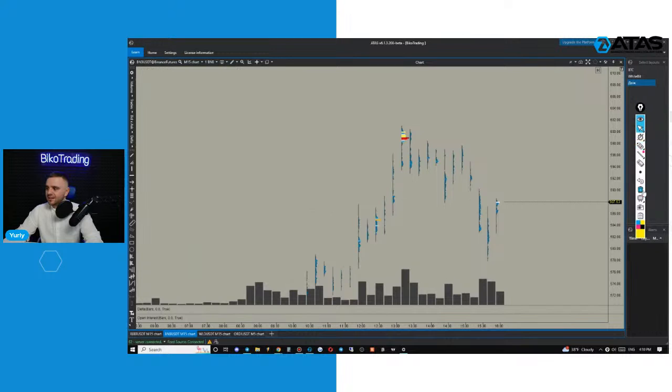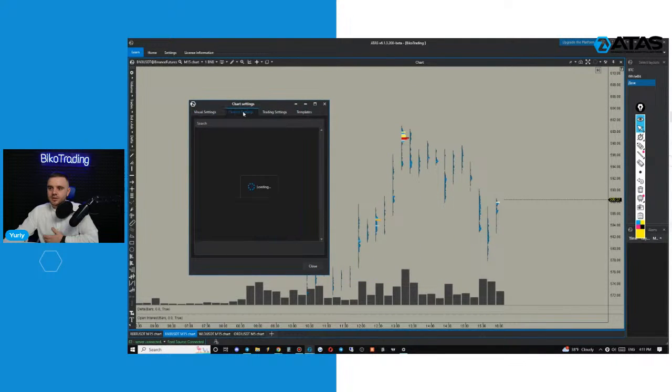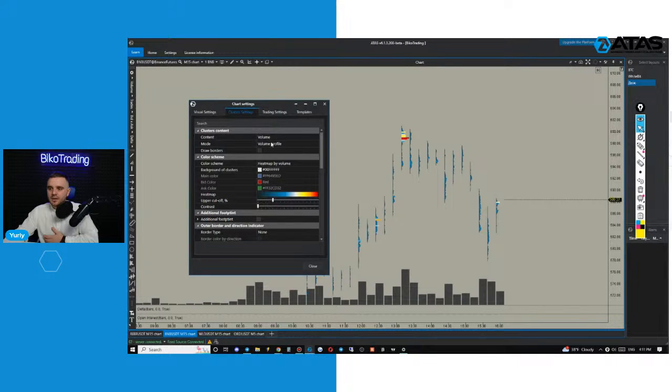When you open bid ask, it shows you what exactly people do with market orders. Why is it super important? Because market orders can show you the aggression of a market. Let me show you how you can find it in ATAS. You can go to settings, cluster settings. Here, pay attention, we have mode and we have content. Instead of volume, just do bid ask, for example.